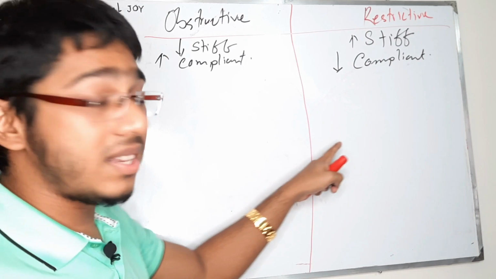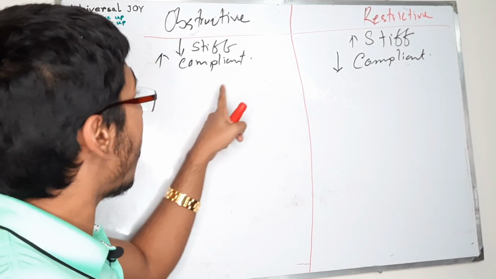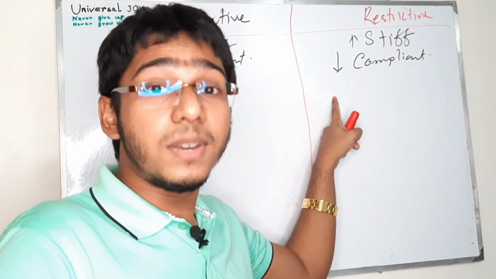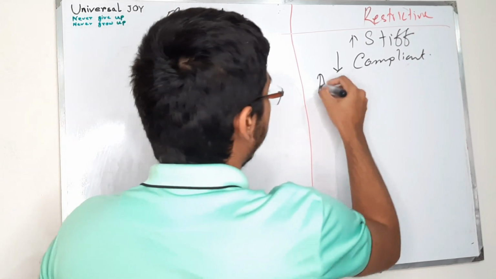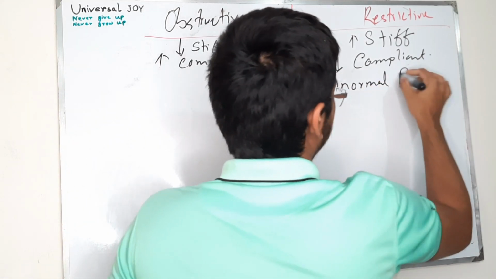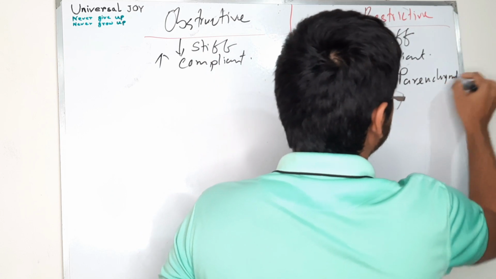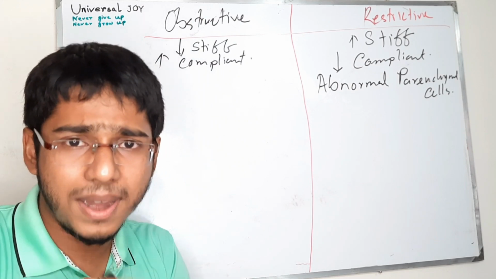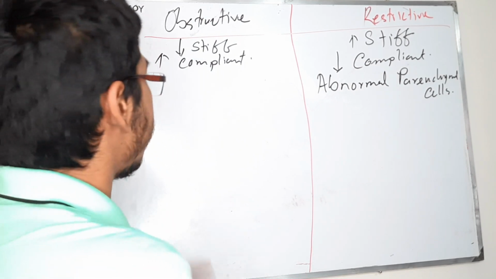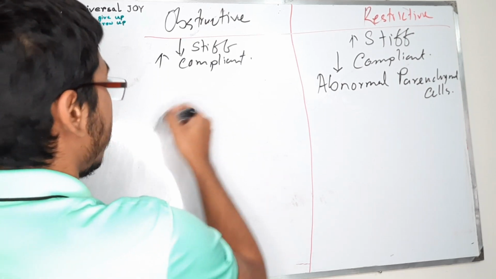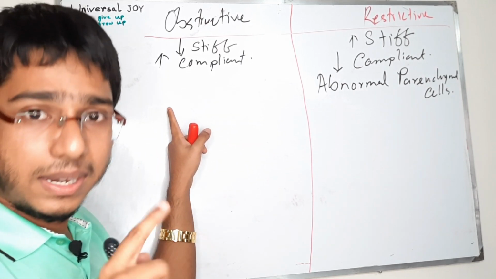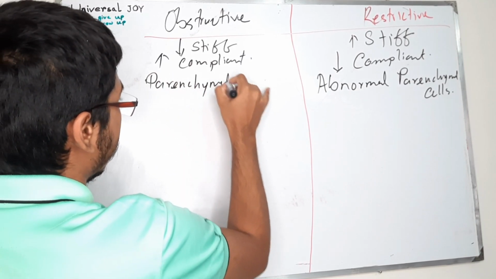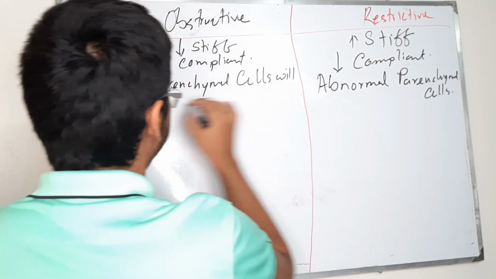Because airways are found to be abnormal in the obstructive disease. We have already seen the picture. That is why restrictive disease is associated with the abnormality of the parenchymal cells. So there will be abnormal parenchymal cells. Now over here in the obstructive disease, will the parenchymal cells remain normal or abnormal? Definitely normal, because it is associated with the airway obstruction. So it is nowhere close to parenchymal cell obstruction or abnormality. So the parenchymal cells will remain normal.